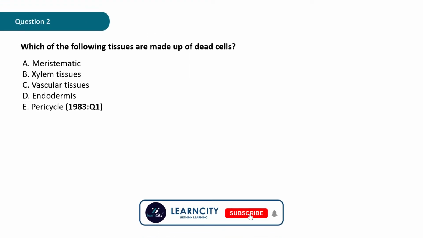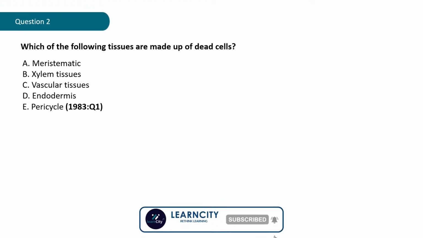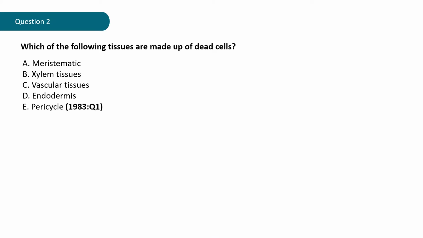Question 2. Which of the following tissues are made up of dead cells? A. Meristematic, B. Xylem tissues, C. Vascular tissues, D. Endodermis, E. Pericycle. The year 1983, question 1. Let's give it a try.